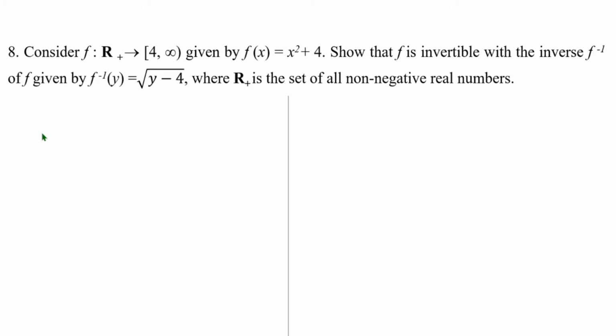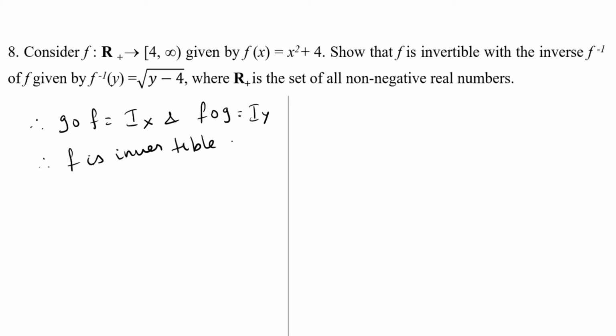So we have got, therefore, g∘f = Ix and f∘g = Iy, which means f is invertible with g equal to f⁻¹. We have defined g(y) as √(y − 4). Therefore f⁻¹(y) is equal to √(y − 4).